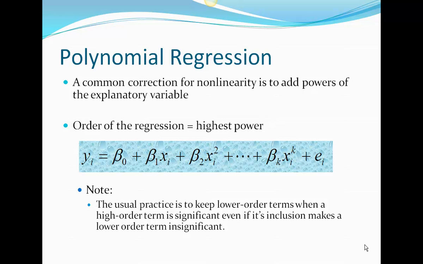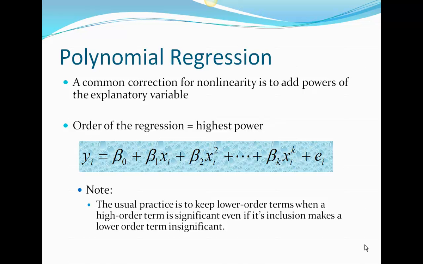So the first example we're going to talk about is polynomial regression. A common correction for nonlinearity is to add powers to the explanatory variable. So if we decide we need the term x squared, then we would always have to remember to include the lower order term, just x, even if that x by itself is no longer significant. The way we discuss these, the order of the regression is called the highest power. So this would be a k-powered regression.